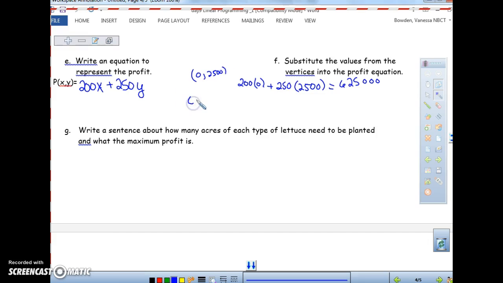Then we're going to put in our 1,100, 2,500.